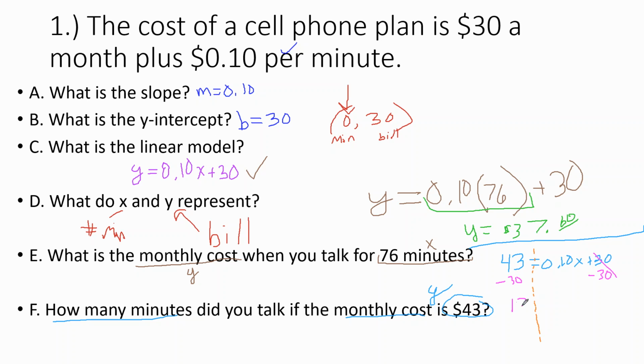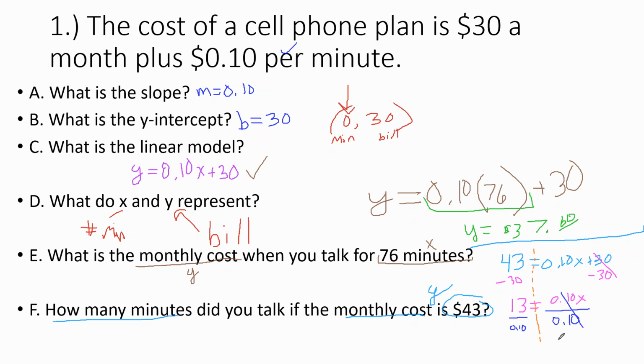So 43 minus 30 leaves me with 13. And then I'm still left with the 10 cents times x. So now I have multiplication on that side. What is the opposite of multiplication? Division. Perfect. So we're going to divide by that 10 cents to get it away from the x.